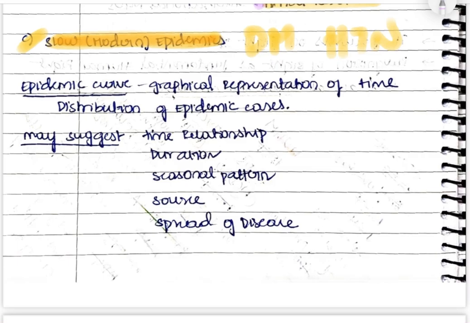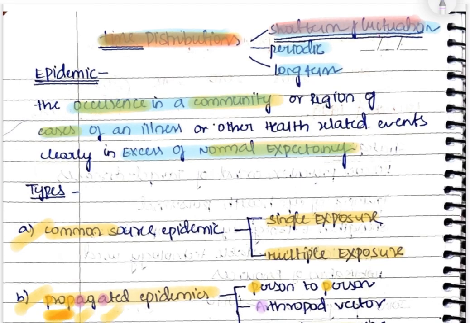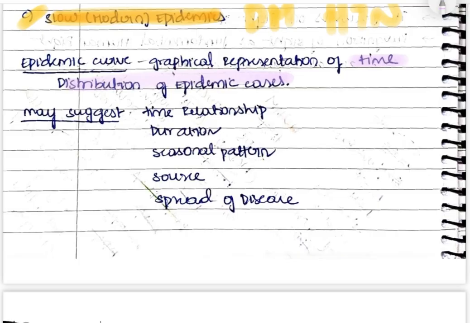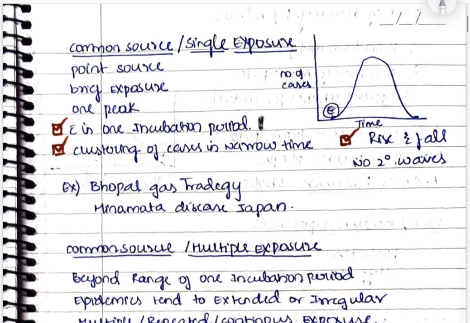So coming to the epidemic curve, it is a graphical representation of time distribution of epidemic cases. Because we are reading this epidemic under the time distribution, that too in the short-term fluctuations, right? So even in the graph, you will represent about the time distribution of this epidemic cases. So the graph may suggest the time relationship, duration, seasonal pattern of the disease, source of the infection, and the spread of the disease.